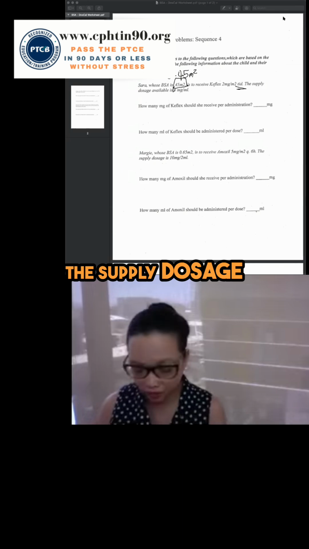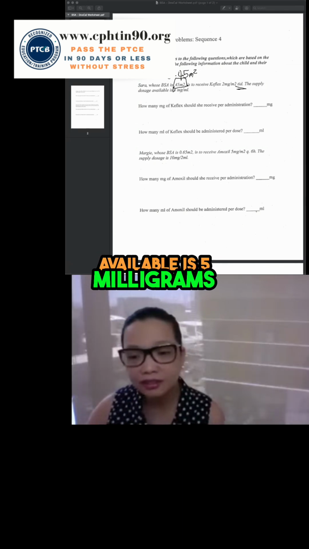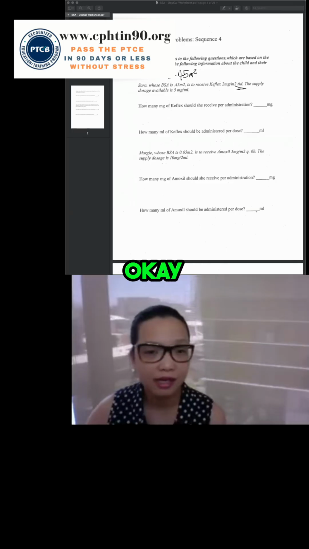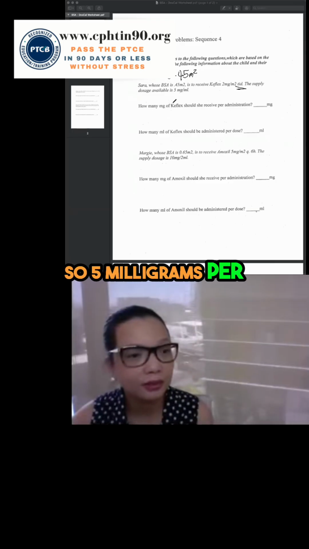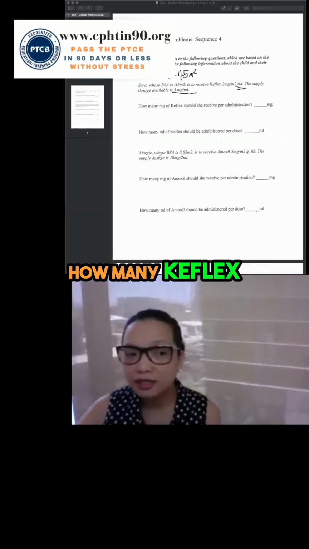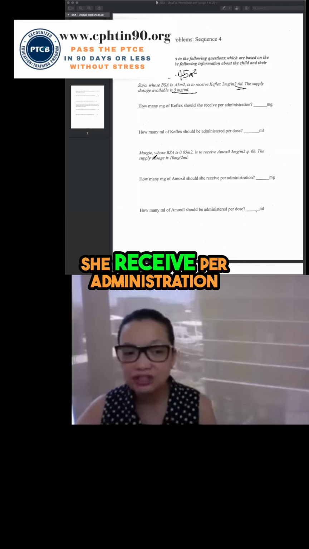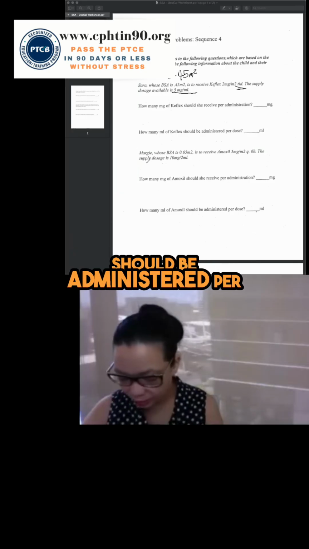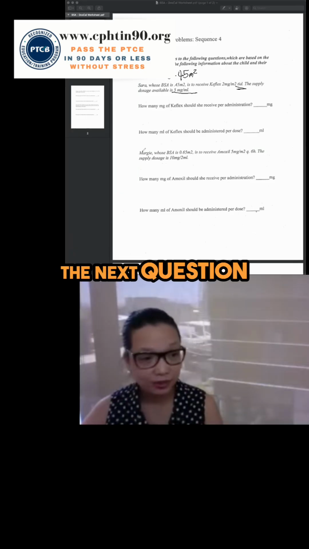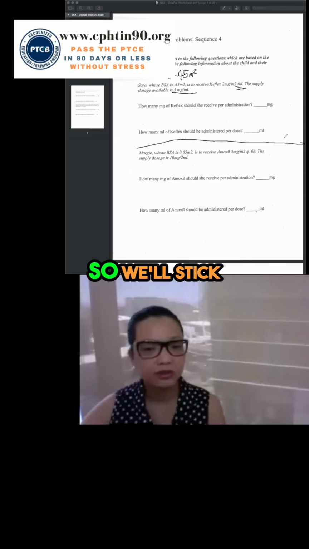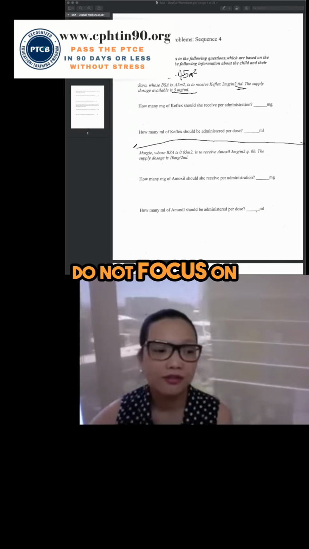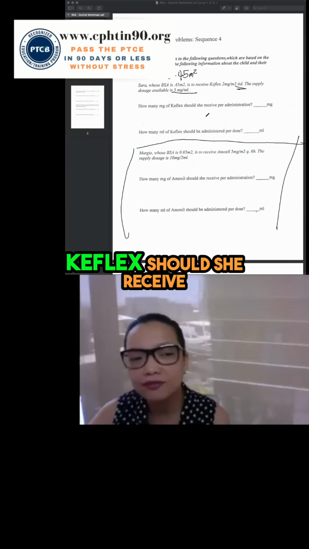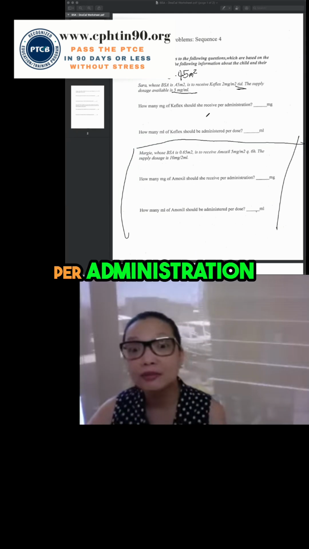The supply dosage available is 5 milligrams per ml. Are you still with me? So 5 milligrams per ml right over here. How many milligrams of Keflex should she receive per administration is the first question. How many milliliters of Keflex should be administered per dose is the next question. This is the second problem, so we'll stick to the first one for now. Do not focus on the next one yet.